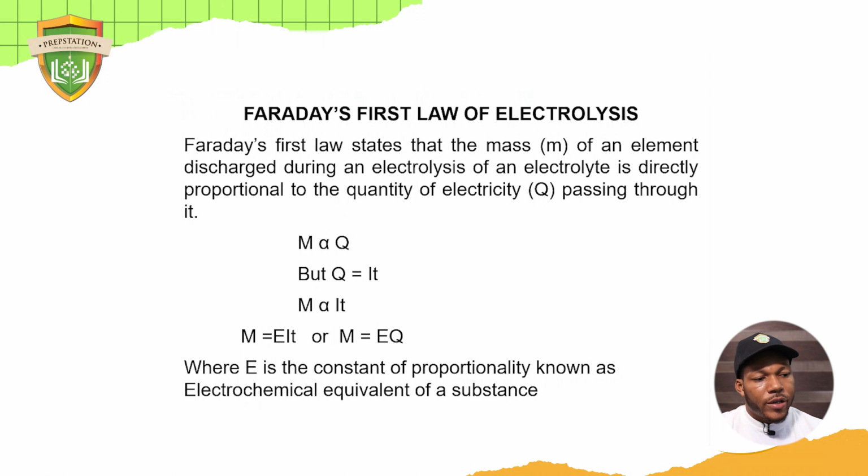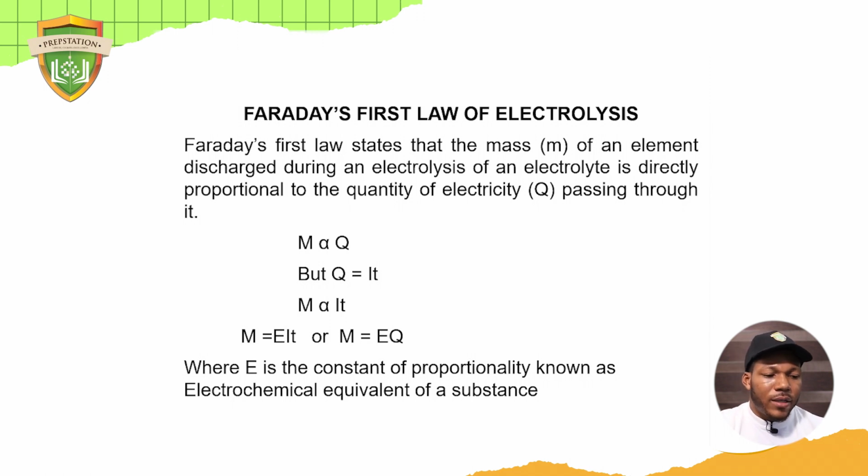Now, the first law here is called Faraday's first law of electrolysis, and this law states that the mass of an element deposited during electrolysis is directly proportional to the quantity of electricity passed.